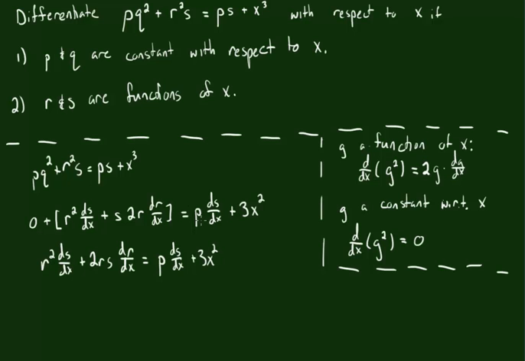And that's it. That's how you take a derivative of an equation when you know some of the letters in the equation are constant with respect to the variable, and some of the letters in the equation are functions. This is a little bit more advanced than some of the stuff we've done, but hopefully it helps.